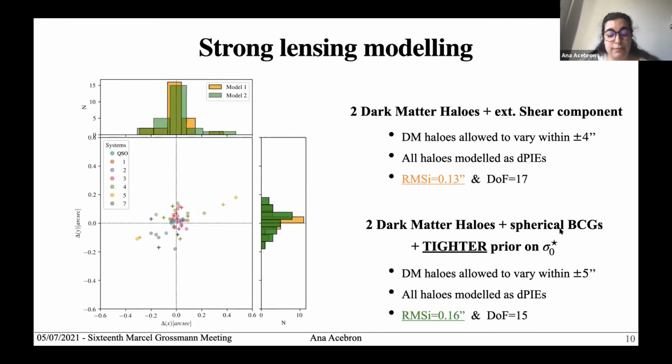are individually optimized. And we also assume a tighter prior on the central velocity dispersion of the scaling relations, based on the measurements that I just presented, as well as the alpha slope. So for these 2 models, as you can see here, the RMS is very similar. So we are able to reproduce very well in both cases the positions of the multiple images.